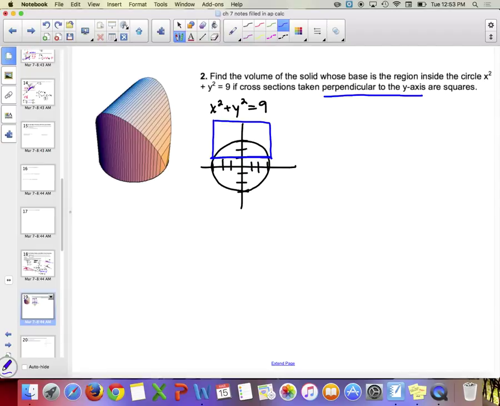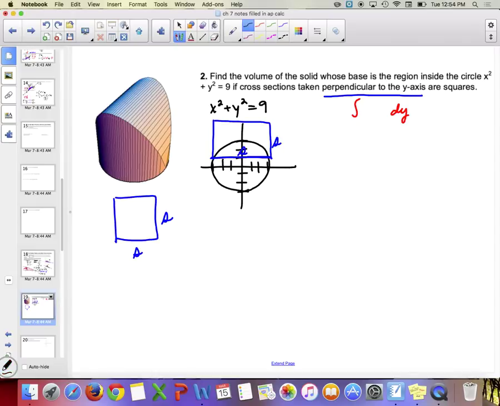And in order to find the area of a square, I do side by side, right? Side squared. Okay, so we want to know what the length of that side is. In order to do that, we need everything to be in terms of y, because we're taking everything perpendicular to the y-axis, which means that we're going to integrate with respect to y.